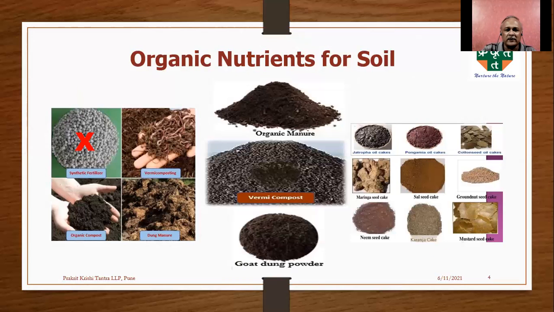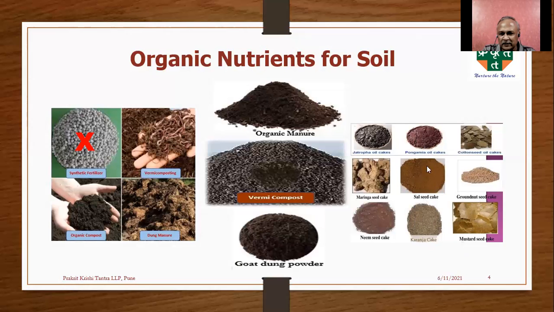When I say manure, there's a difference between manure and compost. Compost is the cooked or digested form, but the organic manure is not the digested or decomposed form. I'll explain it further. You can see here different kinds of organic oil cakes, like jatropha oil, pongamia oil or cotton seed oil, moringa seed oil, then sal seed oil, groundnut seed, neem seed, and then mustard seed.